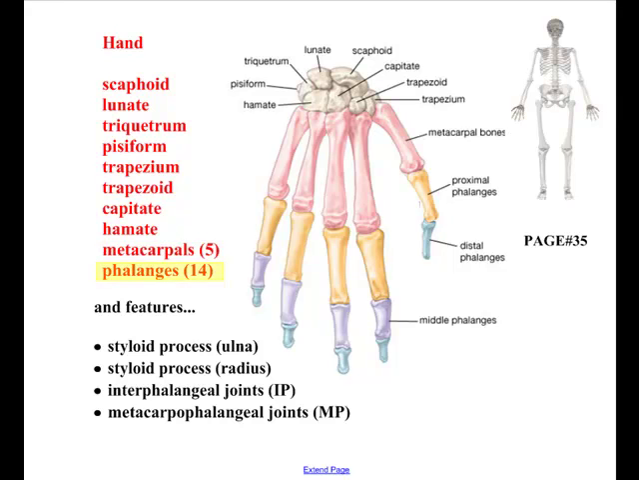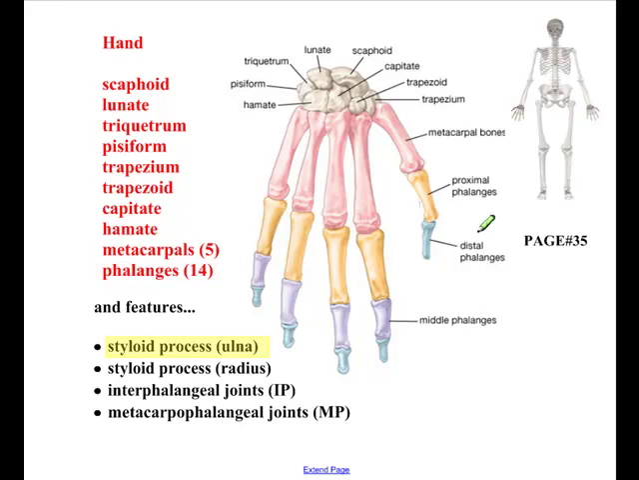The phalanges you see here are identified in 3 separate colors. We have proximal phalanges, 5 of those. We have distal phalanges, 5 of those, again 1 on each digit. And then we have 4 middle phalanges, as you see here, and these exist only on the fingers. Each finger is comprised of 3 phalanges, and the thumb is comprised of only 2 phalanges. 3 for each finger, 2 for the thumb.